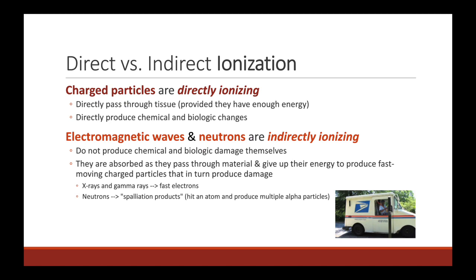And so the point here is that if a particle itself is charged, it can be directly ionizing. So these are protons and electrons. X-rays and gamma rays, as well as neutrons, are indirectly ionizing. Most of the time when we talk about radiation, we're going to be talking about photons, so X-rays. And for this, the indirectly ionizing component, I really want you to think about that dog analogy.